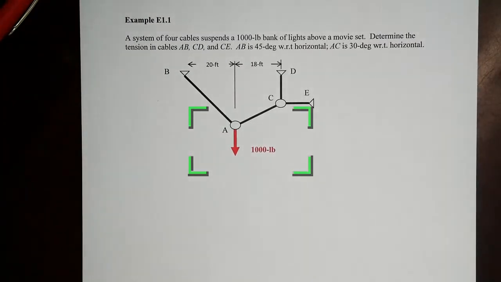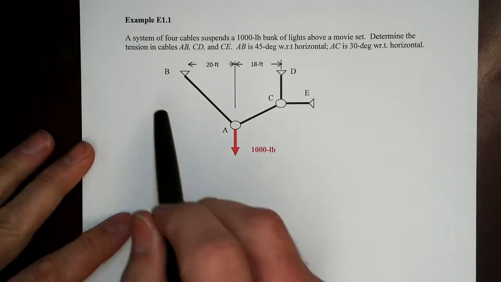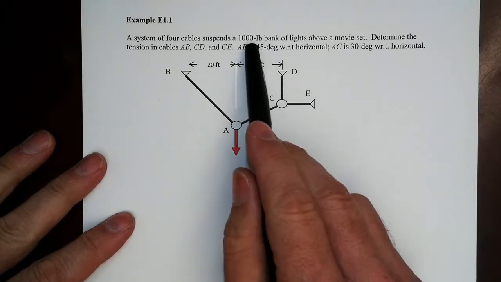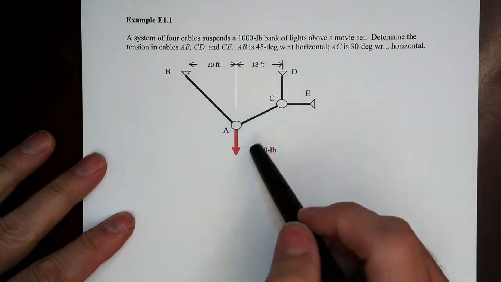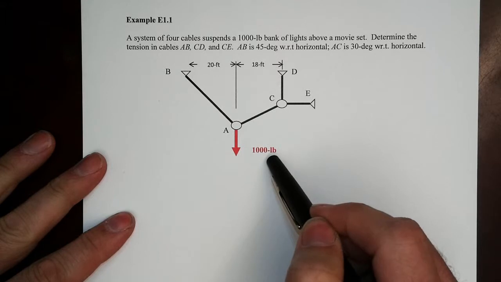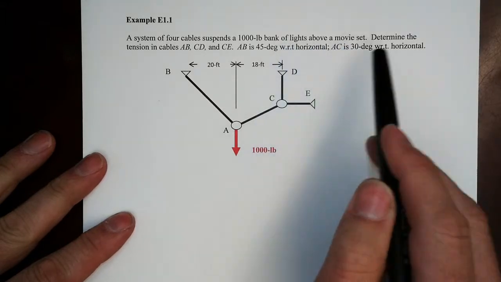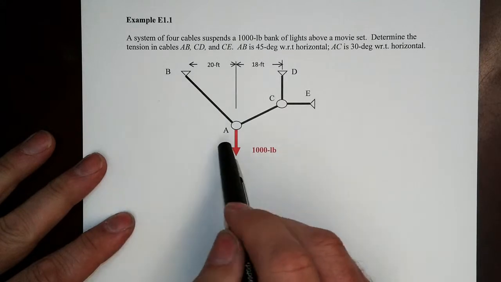In this example, we are going to conduct a series of equilibrium analyses to find something. Right? So let's look at what we're supposed to do. A system of 4 cables, 1, 2, 3, 4, suspends a 1,000-pound bank of lights. We don't see the lights, but we see the effect of the lights on the system, so 1,000 pounds, above a movie set. Determine the tension in cables AB.